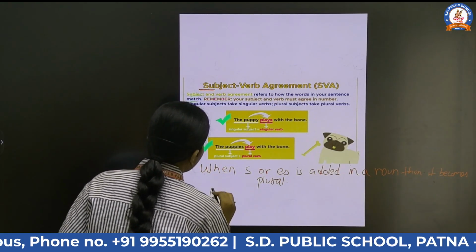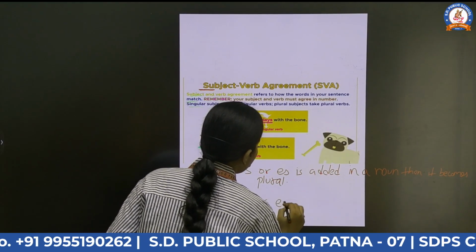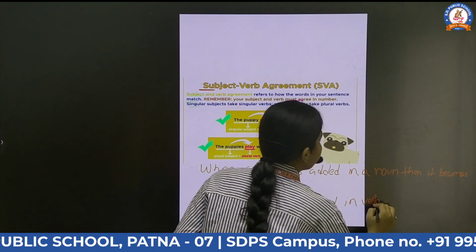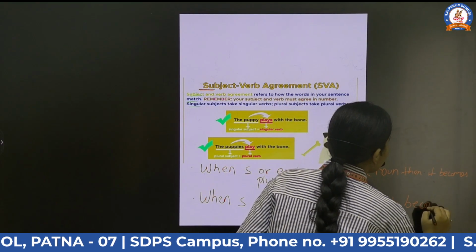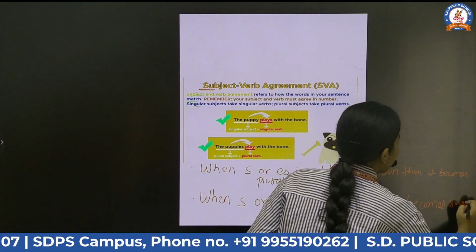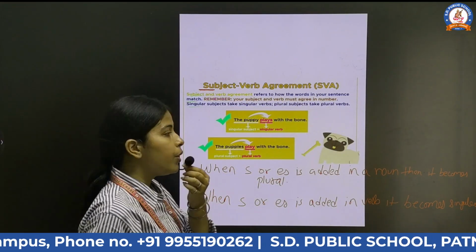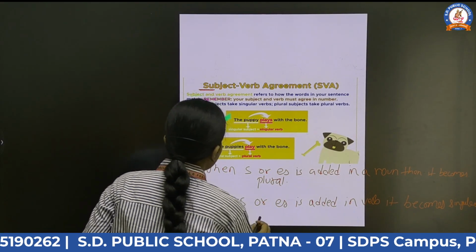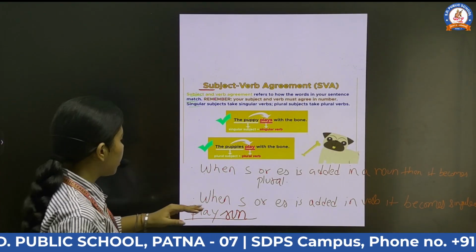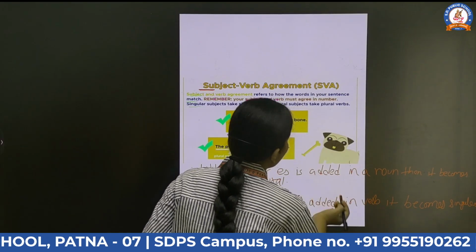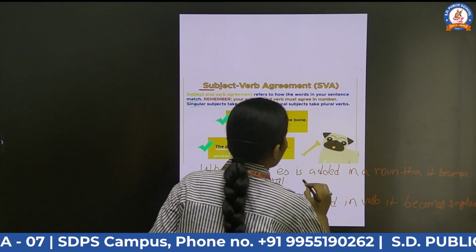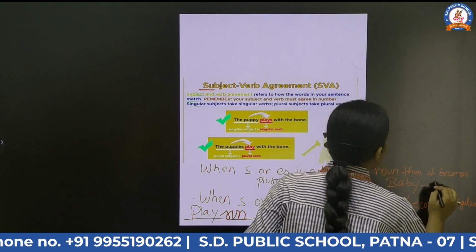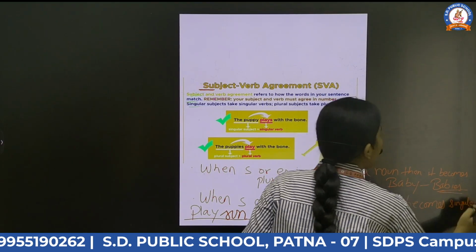The second point, when s or es is added in a verb, it becomes singular, right? For a plural verb, we use the exact format of that verb as like play, run. इन सभी में अगर एस या ईएस जोड़ देंगे तो ये सभी सिंगुलर बन जाएंगे. बट अगर कोई नाम है किसी का भी, उसमें हम लोग एस या ईएस जोड़ते हैं तो वो प्लूरल होता है. Like dog, it is converted into dogs. Baby converted into what? Babies. I hope you all are getting my points.